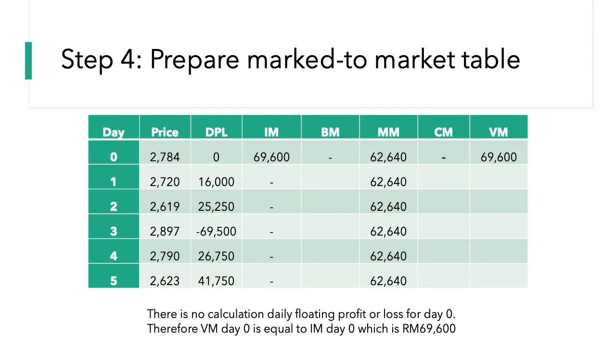Maintenance margin is a guideline for the investor whether the investor needs to pay call margin or not. Alright. So there is no calculation for daily floating profit or loss for day 0 because you just start opening a position in the futures market. Therefore, your variable margin for day 0 is equal to initial margin day 0, which in this case is 69,600.